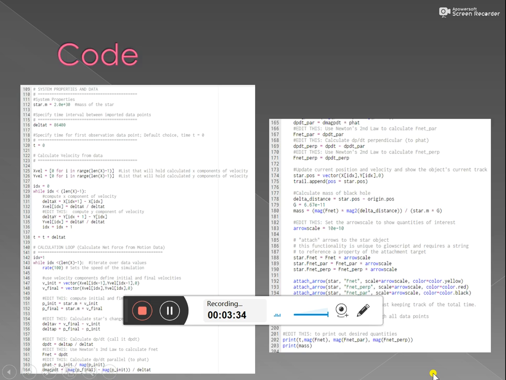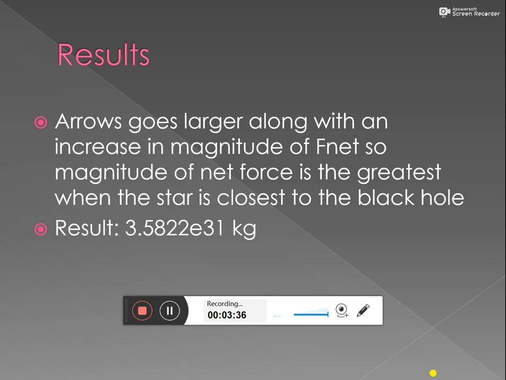My final value for the mass was 3.58 times 10 to the 31st kilograms. And I noticed that the arrow would grow larger along with an increase in magnitude of F net. So the magnitude of the net force was greatest when the star was closest to the black hole.